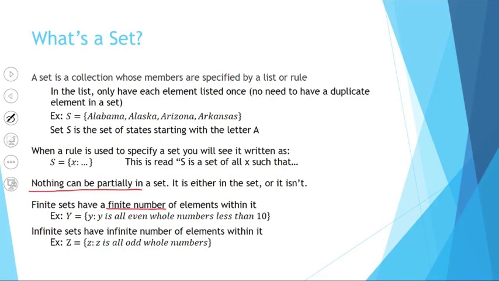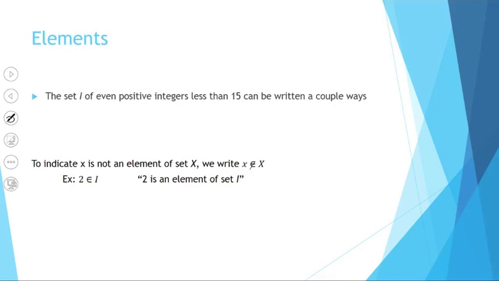A finite set, it's pretty simple. It contains a finite number of elements, so a specific number of elements that you can count up to. An infinite set has an infinite number of elements, meaning you can't count them all, they're just infinite. I don't know how else to say that.